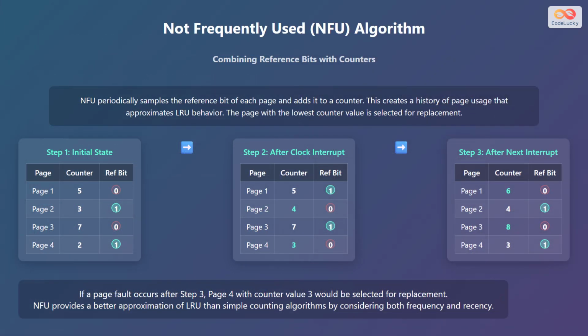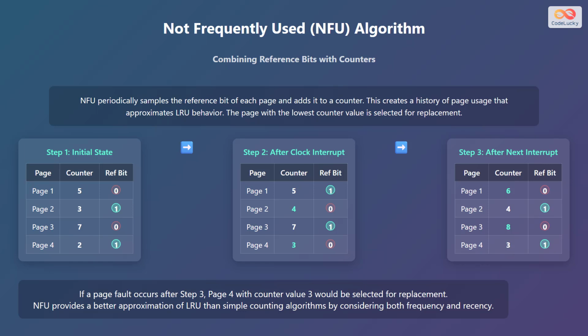Let's look at an example of the not frequently used, or NFU algorithm. NFU periodically samples the reference bit of each page and adds it to a counter. This creates a history of page usage that approximates least recently used, or LRU behavior. The page with the lowest counter value is selected for replacement.